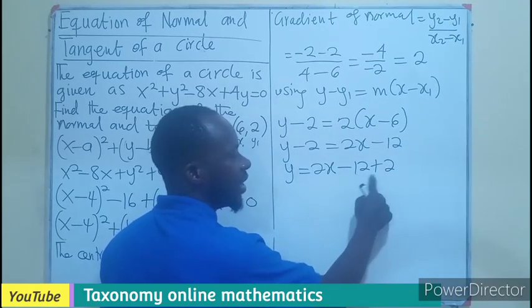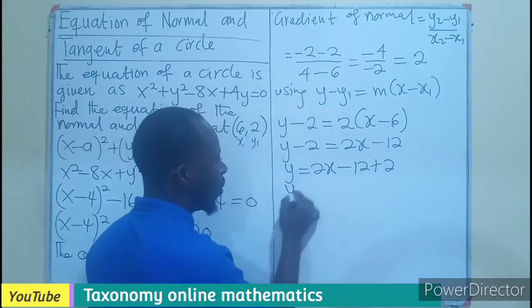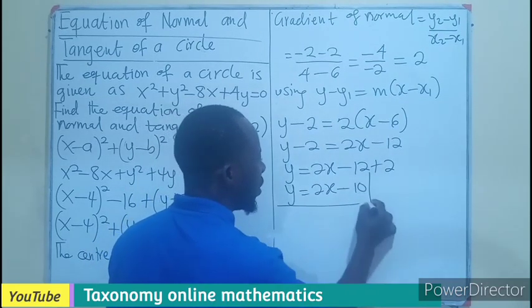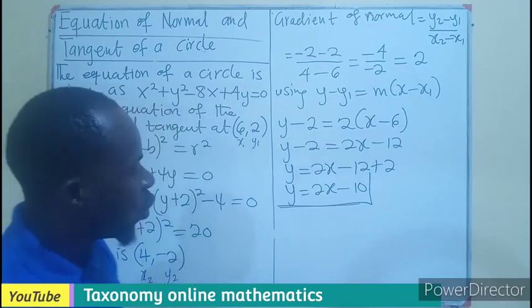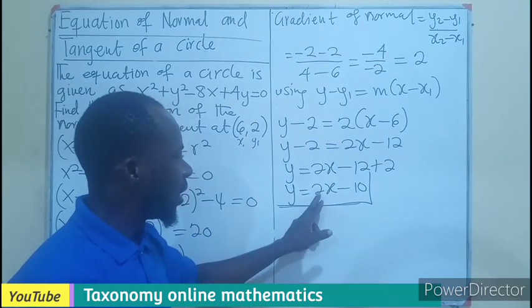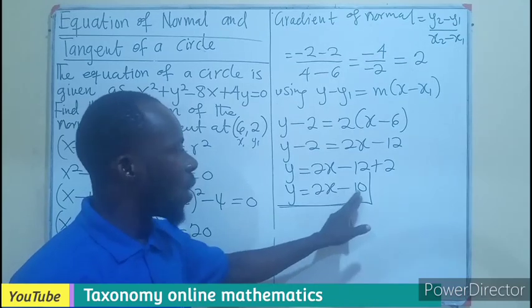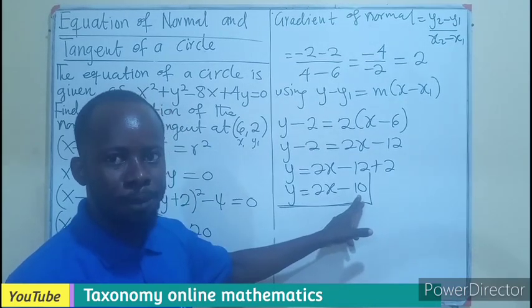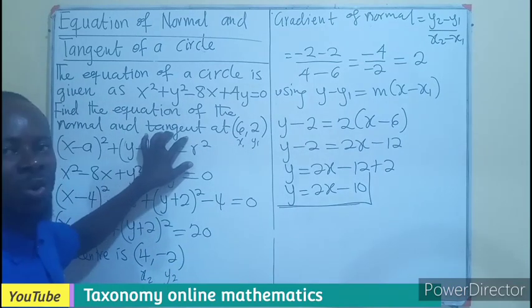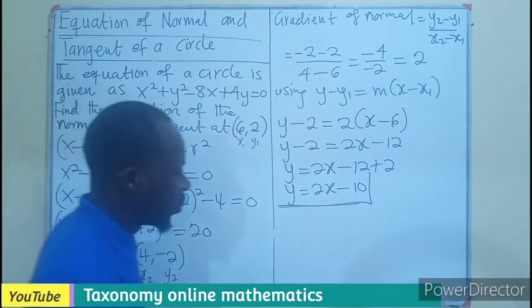And I believe this will give us negative 10. So y will be 2x minus what? 10. So the equation of the normal will be y equals 2x minus 10, where the gradient is going to be 2, and the y-intercept will be negative 10. Good. Now, we are also going to find the equation of the tangent.